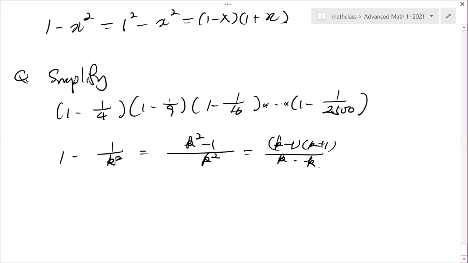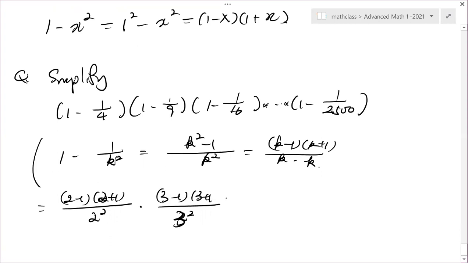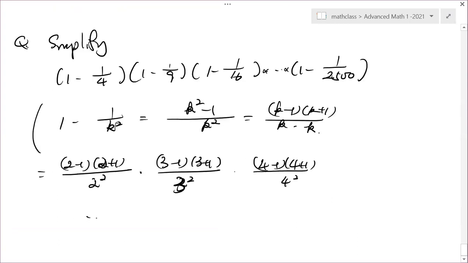Using this, the first one is 2 squared. K is 2, so 2 minus 1, 2 plus 1. Again, don't multiply them out. The second one is 3 squared, and that'll be 3 minus 1 and 3 plus 1. The third one is 4 squared, 4 minus 1 and 4 plus 1. And so on. The last one is 50 squared, so 50 minus 1 and 50 plus 1. Then so what?